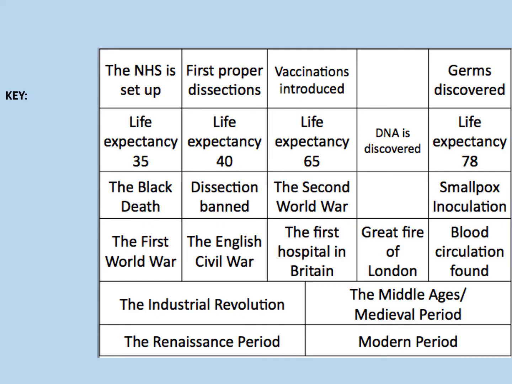I'm going to use a key of colour coding to show you the different types of information. Firstly, periods are shown in purple. I'm going to show you one now as a pointer. There we go. The Industrial Revolution counts as a period. Key events are shown in blue. I'm going to highlight one now. The English Civil War.